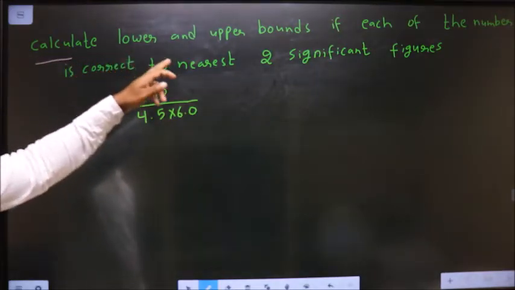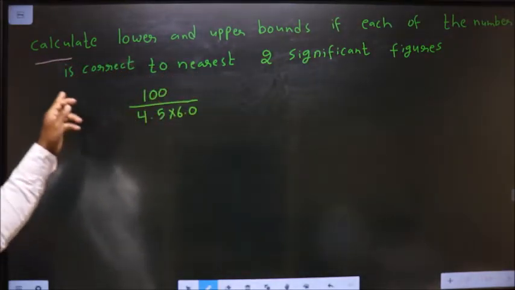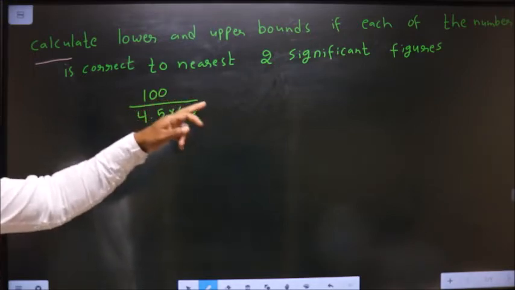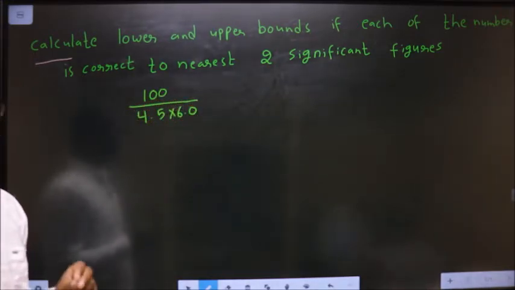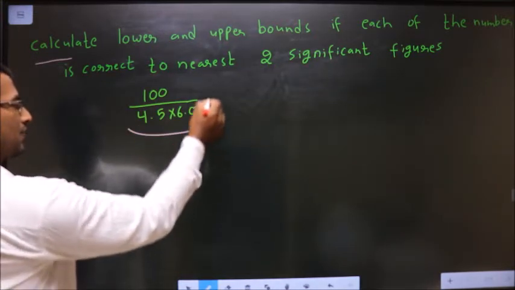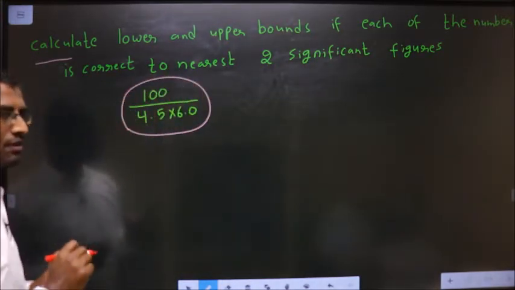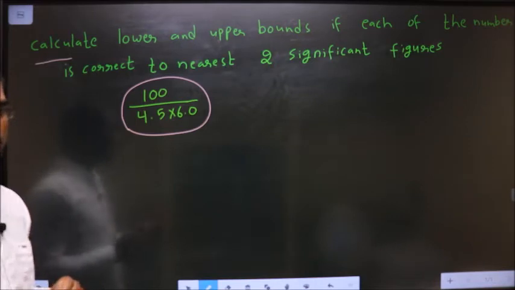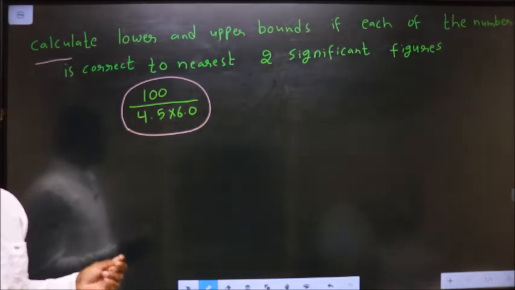Calculate lower and upper bounds if each of the numbers is correct to the nearest two significant figures. So here you have to find the lower and upper bound of this fraction. Okay, and how do we find that? We find it in this way.